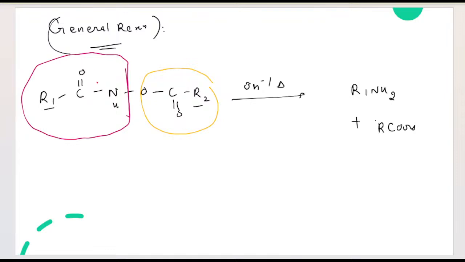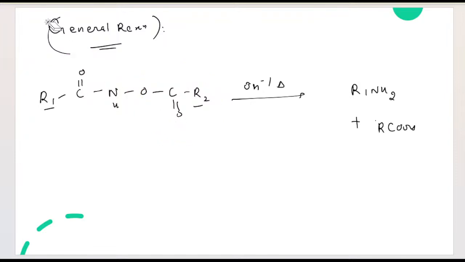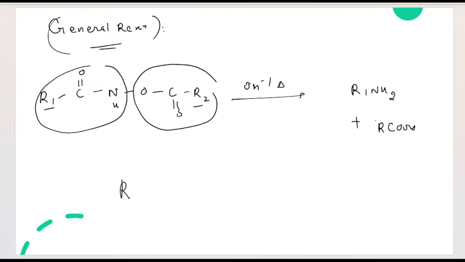And one more thing, CO2 is going to be released again. I know it's difficult, let me explain one more time. One portion goes with this, and it is going to be RCOH. The second portion, you have to treat as a kind of amine system. Try to compare this with the previous reaction, the Hofmann bromamide reaction. So this is R1 NH2, and then CO2 gas is released. That's it, two kinds of things.